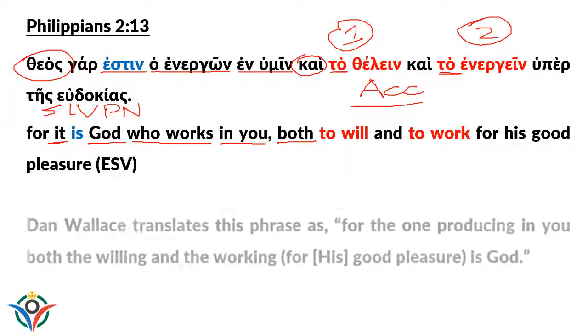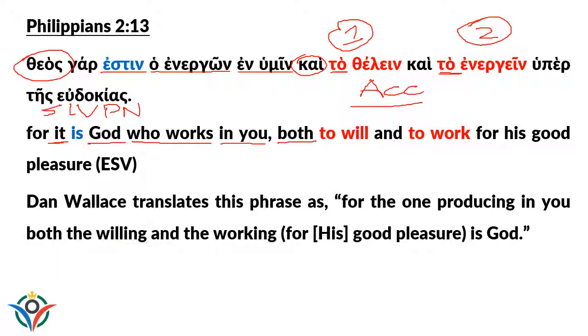So Dan Wallace actually translates this phrase as, for the one producing in you both the willing and the working for his good pleasure is God, which I think is just a very alternative way to translate this verse, but helps to clarify some of the grammatical relationships that are taking place here in the Greek. Right, so the answer is direct object.